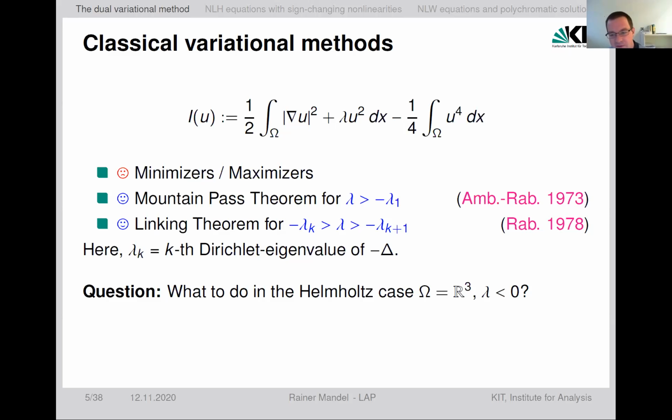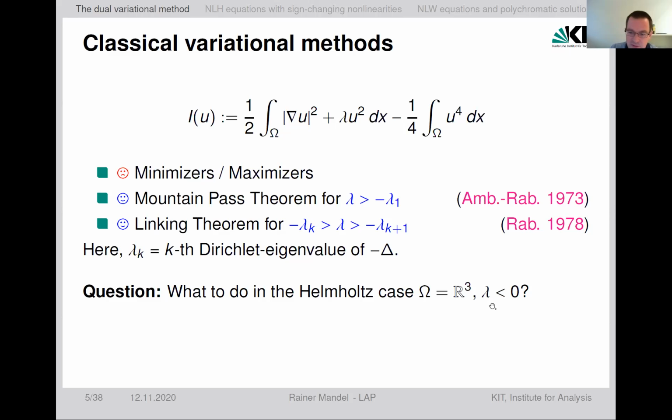And you have lambda smaller than 0. In that situation, you have two or multiple problems actually. So one problem comes from the fact that your space is unbounded. You have problems with ensuring compactness. You have translation invariance in your problem. So what can you do?